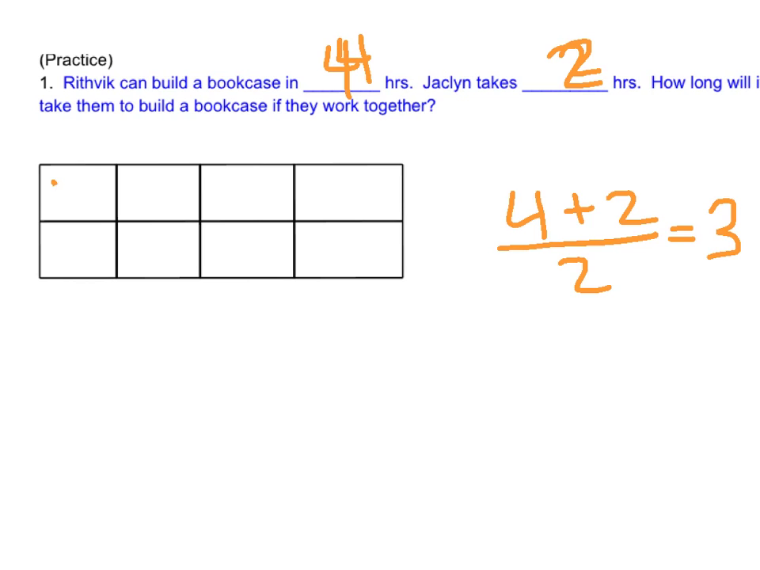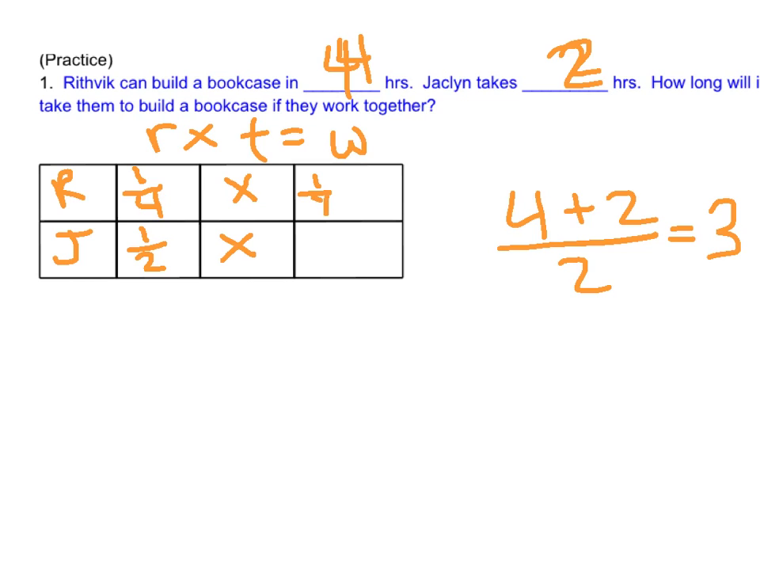So in setting up our chart, we have Rithvik, Jacqueline, rate times time equals their work done. So Rithvik's rate is, if he can complete a job in 4 hours, then in 1 hour, he can complete 1/4 of the job. Jacqueline will complete half of the job in 1 hour. So in terms of time, that's our unknown. And for our work done, you just multiply across.